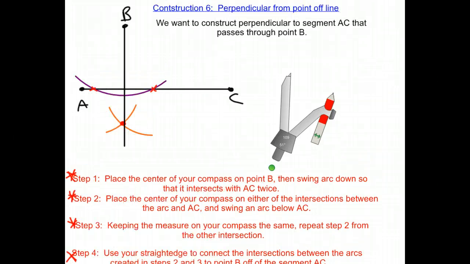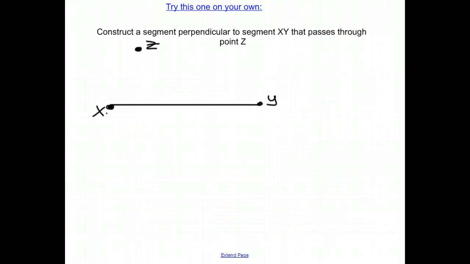So let's take a look at segment XY. We're tasked here to construct a segment that is perpendicular to segment XY that also passes through point Z. Remember that if you need to, you can extend the segment XY on either side. Just complete steps 1 through 4, and you should be ready to go.